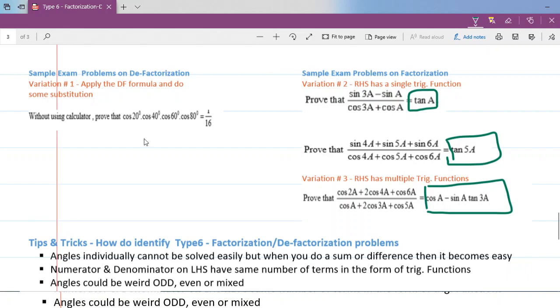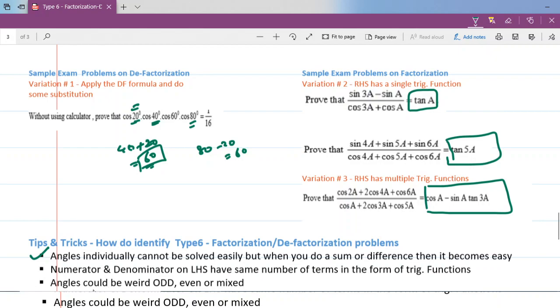But what you do is, if you take this 20 and this 40 and try a sum or difference, for example 40 plus 20 is equal to 60. So now you know that 60 is a standard angle and you can compute that. Or you can take any 2 angles. For example, let's say I take 80 and I take 20. So 80 minus 20 is again 60. So either the sum or the difference, one of them will give you a standard angle or some angle for which you will know the value and you can compute that. That's your clue number 1 over here.